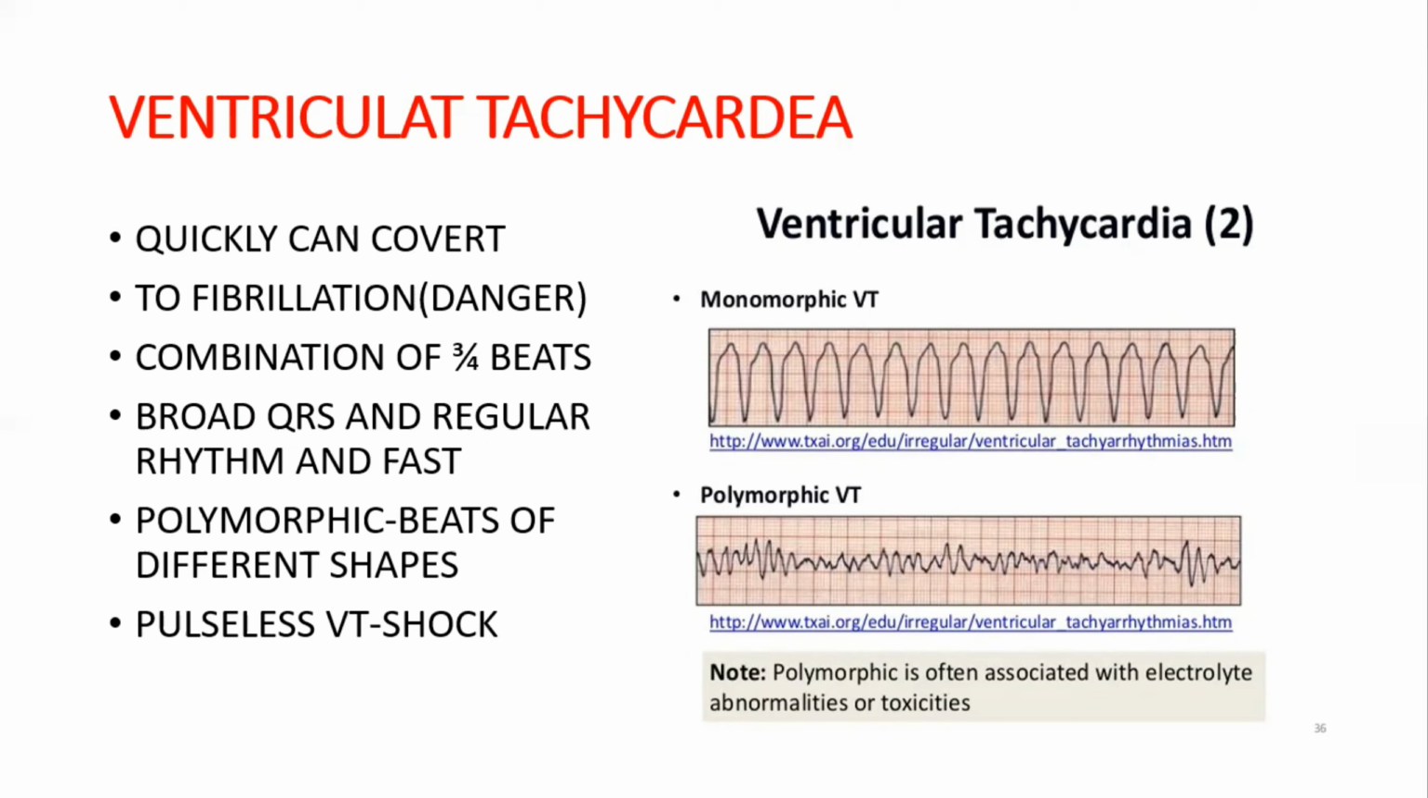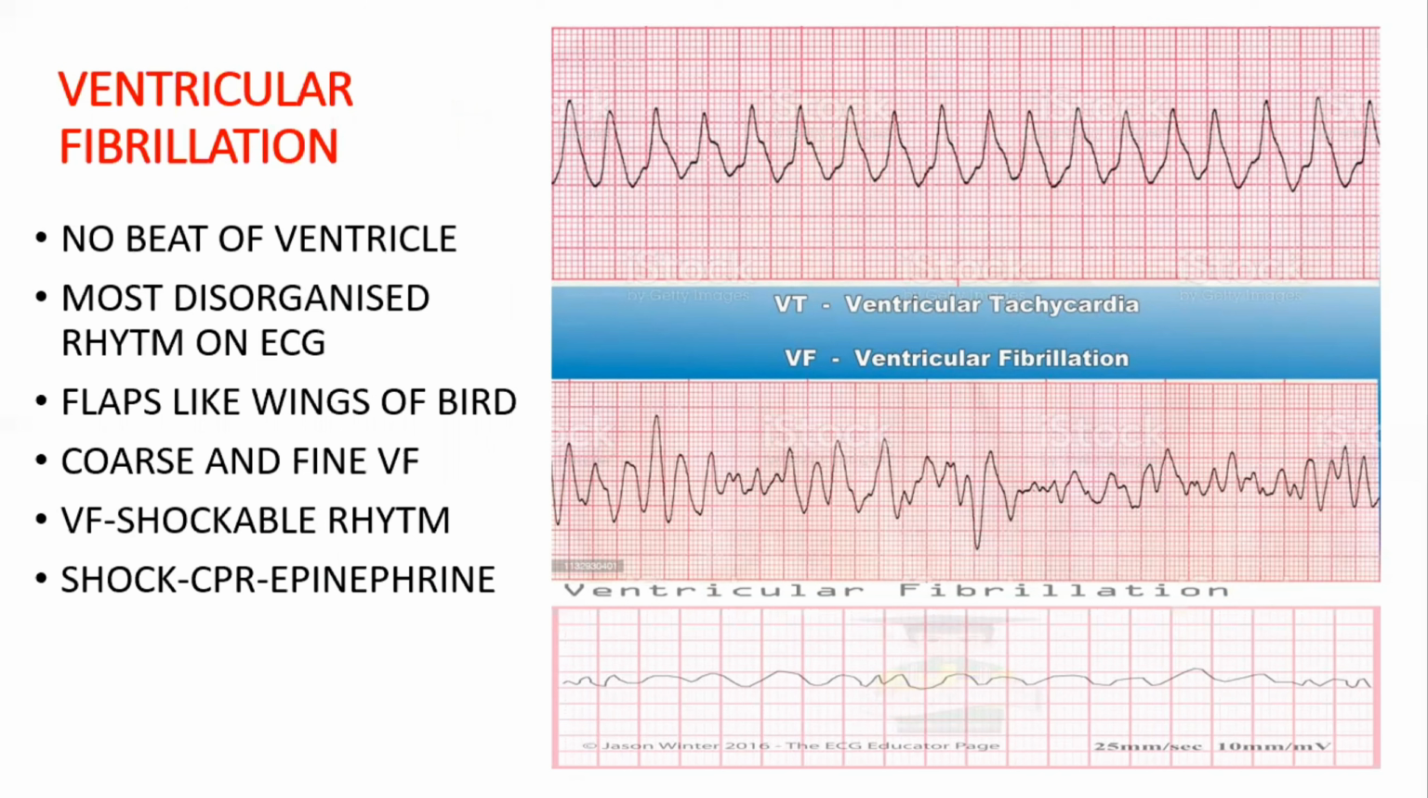Next is ventricular fibrillation. Here, there is no beat of the ventricle. It is the most disorganized rhythm on ECG. The ventricle flaps like wings of a bird, with coarse and fine VF. So here, this is ventricular fibrillation. VF is a shockable rhythm. We should give shock to the patient. Shock, CPR and epinephrine are to be followed in order. So this is fine ventricular fibrillation.